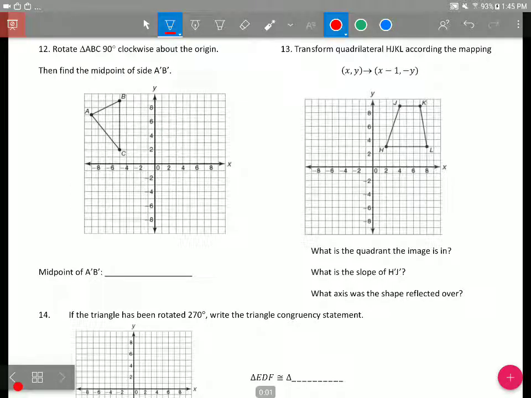Okay, so here we go. These are all rotations and transformations. Whenever I do these, I always write down the points and then write down the transformation that goes with them. This one says rotate it 90 degrees clockwise. They're always going to be clockwise. And then find the midpoint of A prime, B prime.